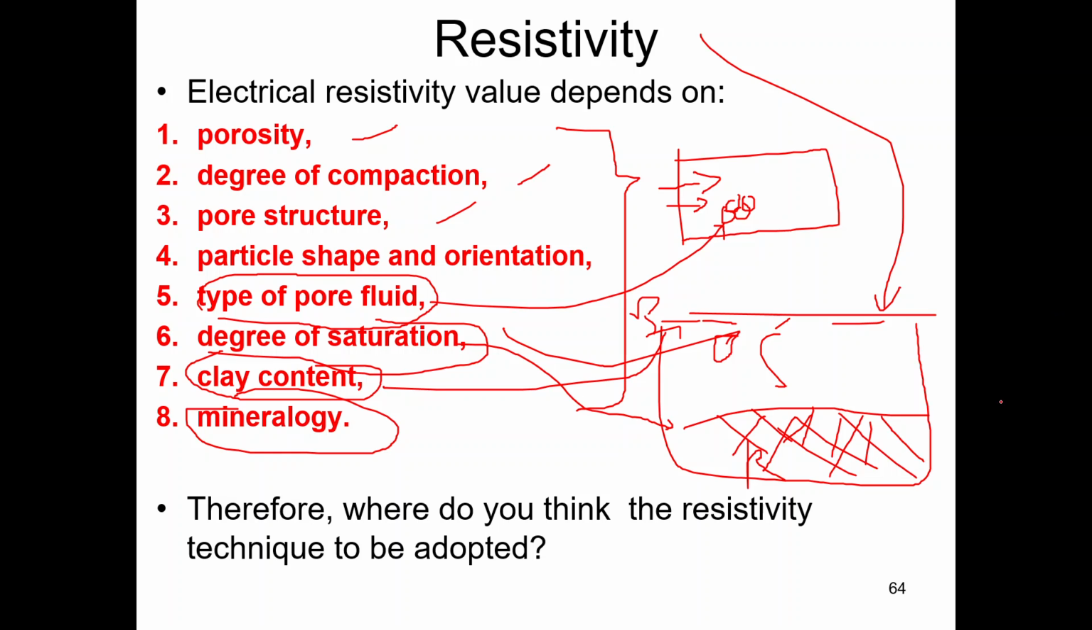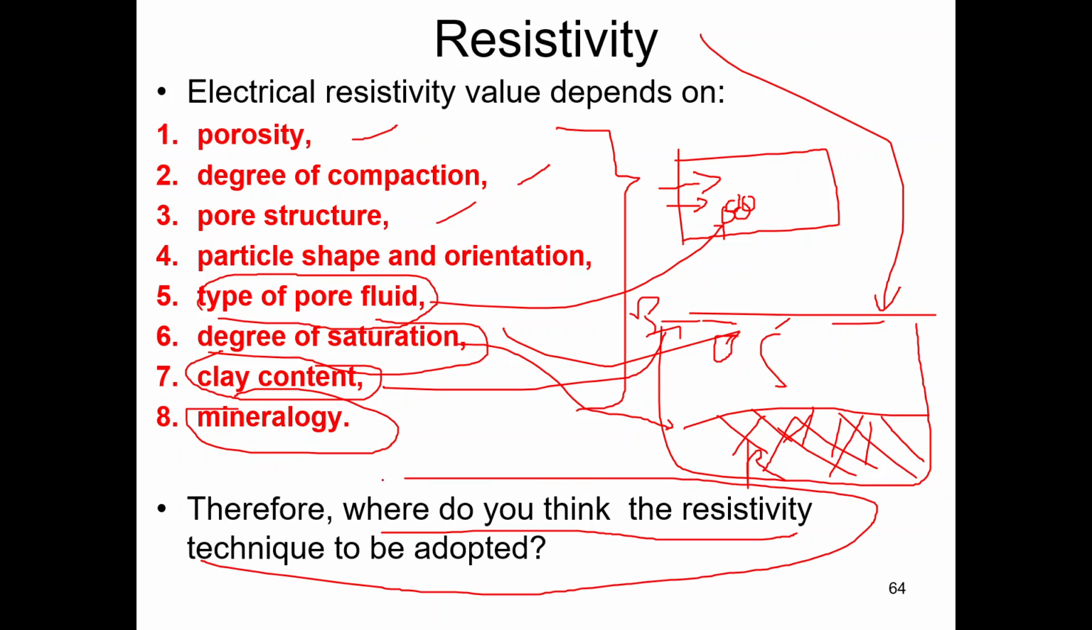So therefore here I suggest you think the resistivity technique be adopted. When you want to use this technique, for what purpose? For example, you want to find groundwater. It's fine, because this is the good thing in resistivity: it is able to detect where is the moisture, the location that has a very low resistivity, which is related to the moisture. So if we want to find groundwater, it's good using this technique.